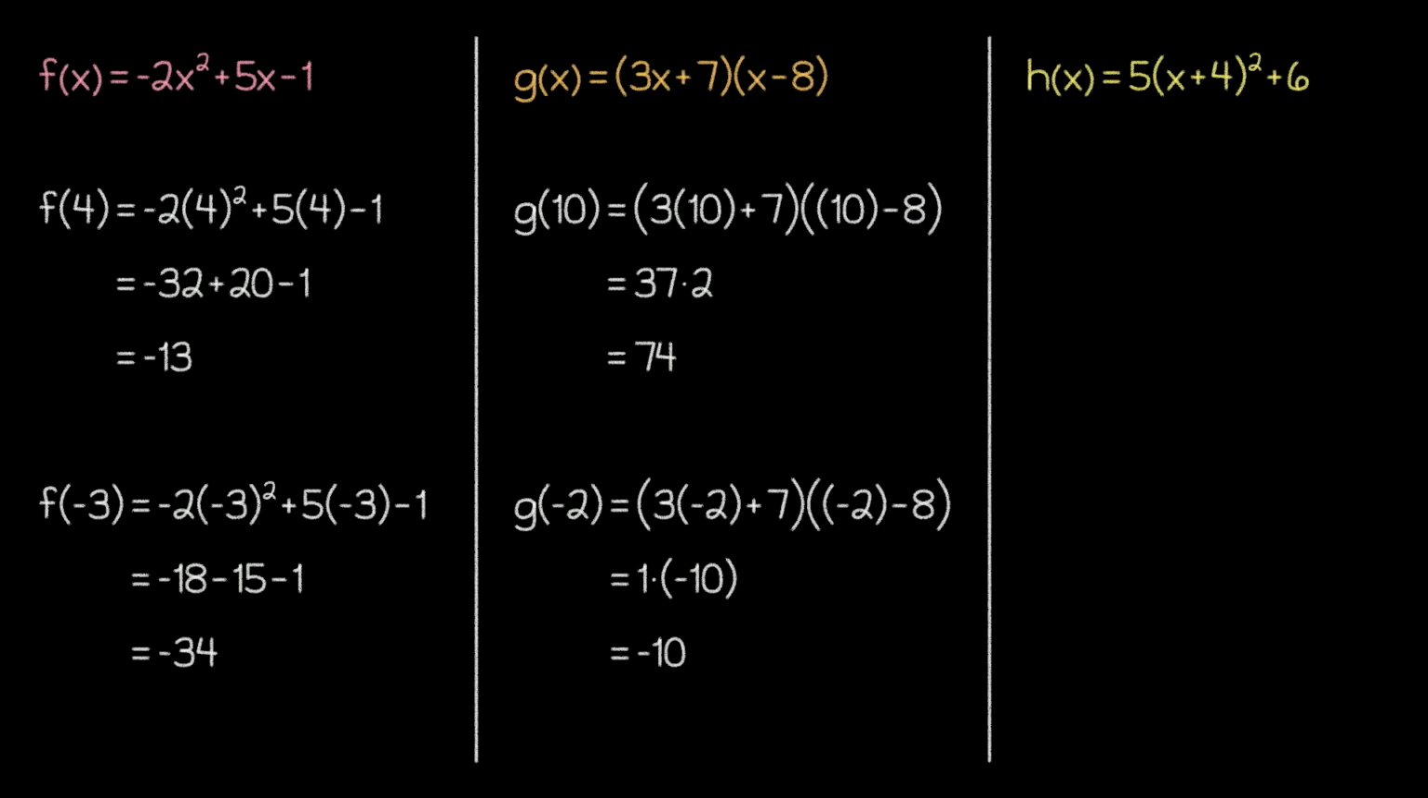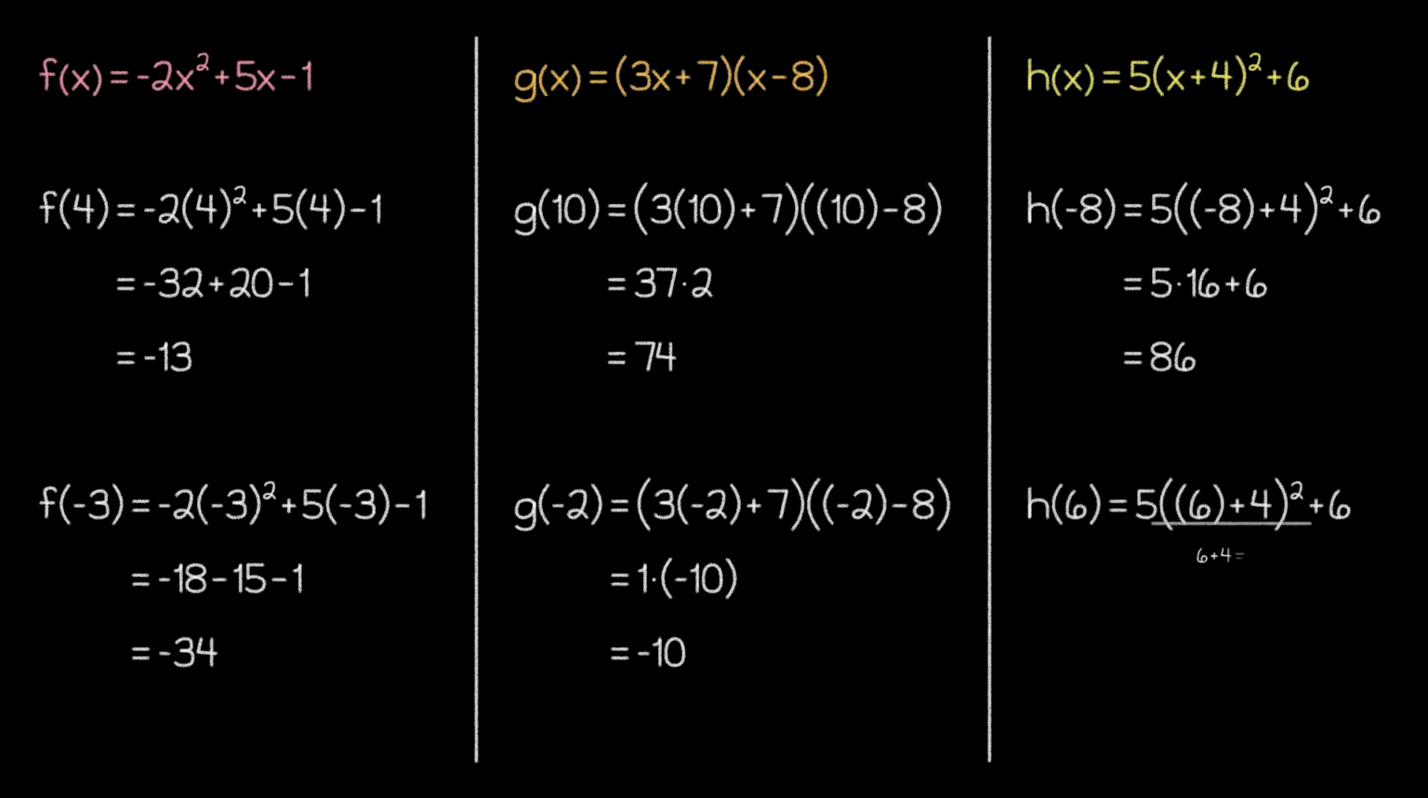For our final function on this screen, let's start with h of -8. Notice here that the exponent is once again attached to a set of parentheses, but this time we actually have an expression inside the parentheses to evaluate. So let's start by evaluating the inside of the parentheses and follow that up by squaring. Then we can multiply by 5 and add 6 to get our final value of 86. And for one more example of that process, here's the calculation for h of 6.